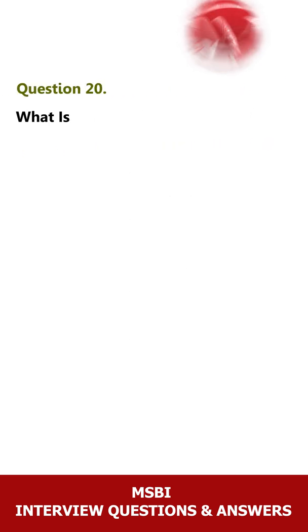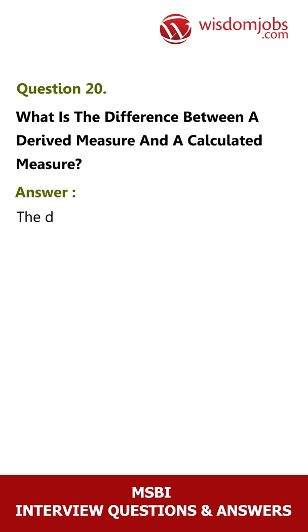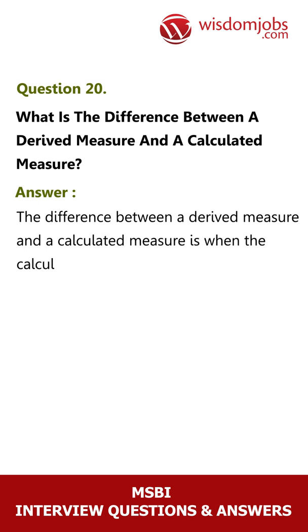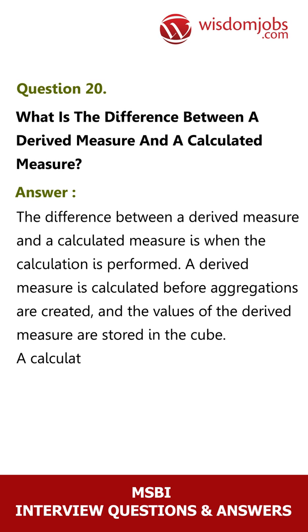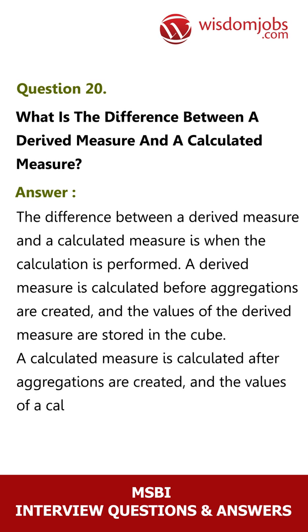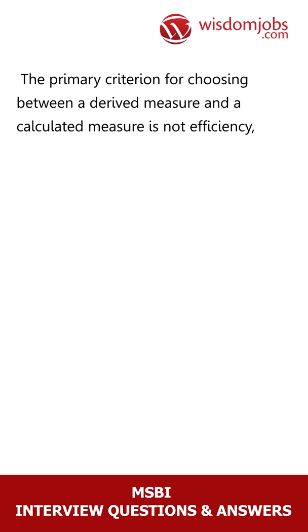Question 20. What is the difference between a derived measure and a calculated measure? Answer. The difference between a derived measure and a calculated measure is when the calculation is performed. A derived measure is calculated before aggregations are created, and the values of the derived measure are stored in the cube. A calculated measure is calculated after aggregations are created, and the values of a calculated measure aren't stored in the cube. The primary criterion for choosing between a derived measure and a calculated measure is not efficiency, but accuracy.